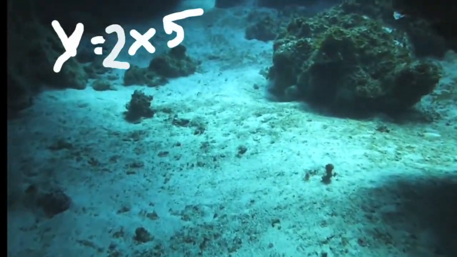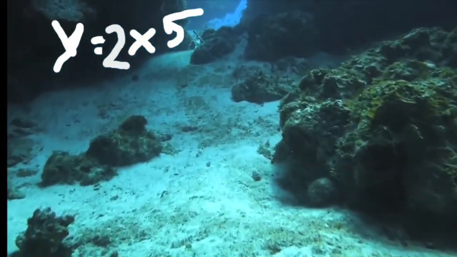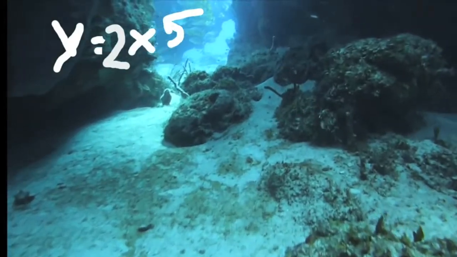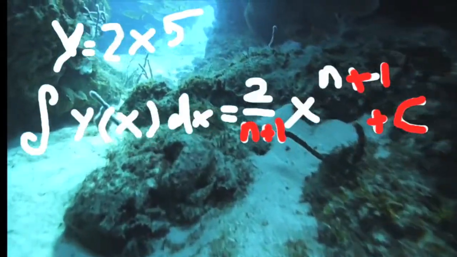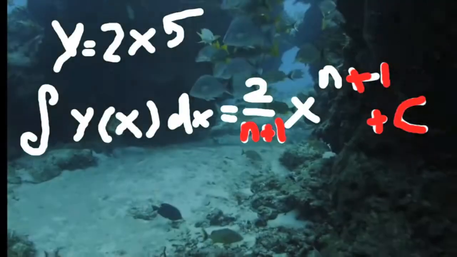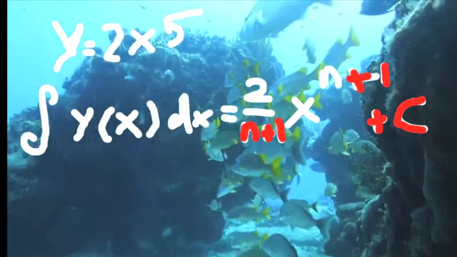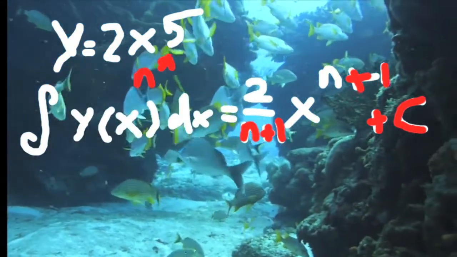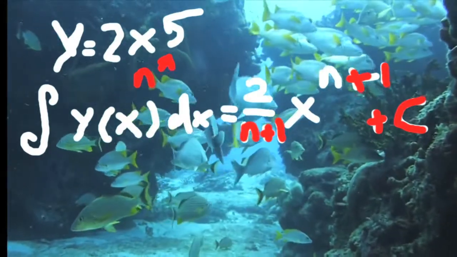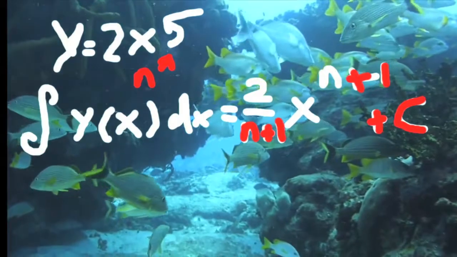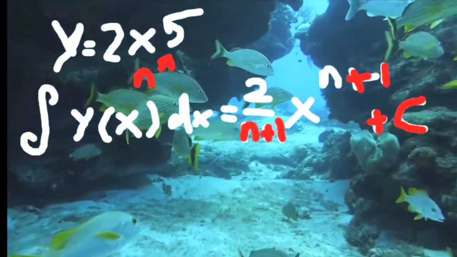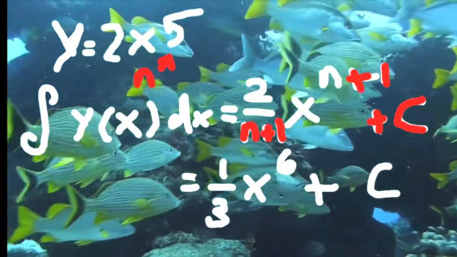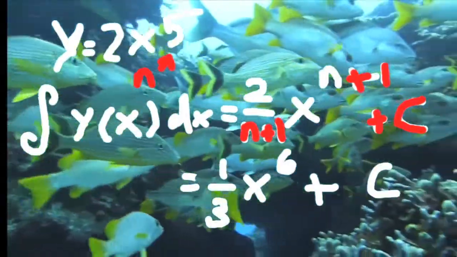Let's try this now with actual numbers. We'll use the function y equals 2x to the fifth. Now, 2 is our coefficient, x is our variable, and 5 is our exponent, meaning n is going to equal 5. When we set this up, we'll have our integral sign, y of x, which is our function, dx. That means that when we integrate, we're going to have 2, which is our coefficient, over n plus 1 times x to the n plus 1 plus c. Now, if we plug in 5 everywhere we have n, we'll get 2 over 6 times x to the 6th plus c. Simplified, that's 1/3 x to the 6th plus c.